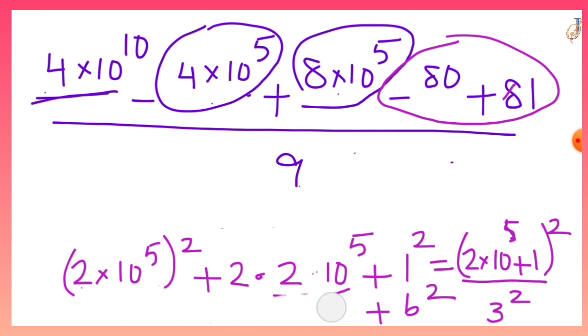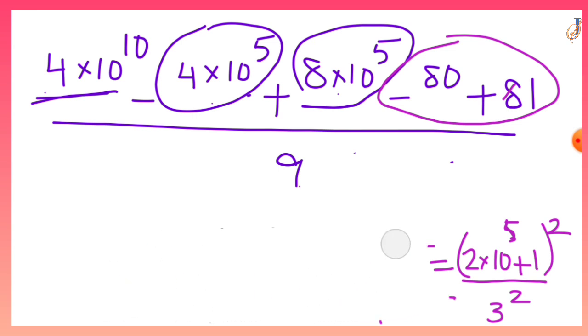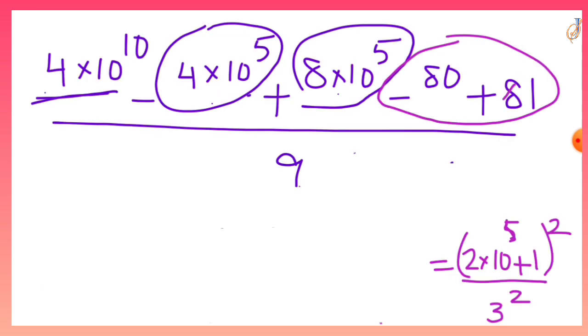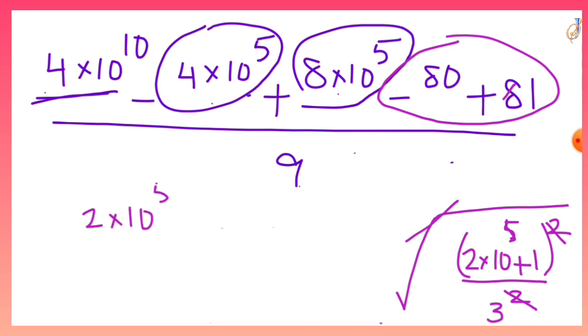Now you take the square root. Actually our problem is under the square root. We simplified only this large number. So now you take the square root. After taking the square root, this square and this square root get cancelled. So you are left with only 2 times 10 power 5 plus 1 over 3.